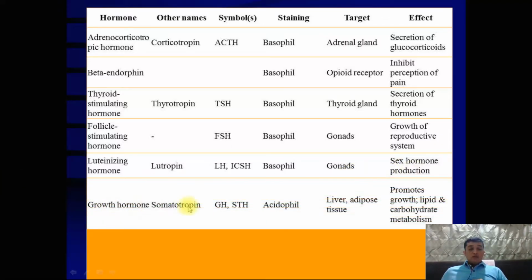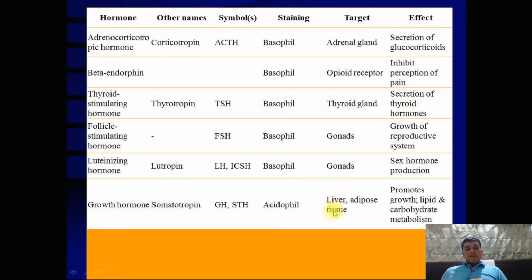Next one is growth hormone, somatotrophin. So it is called STH also, from somatotrophin, and GH from growth hormone. These have affinity for acidic dye. They love acidic dye, that's why acidophilic, right? Important for the histological characteristic.